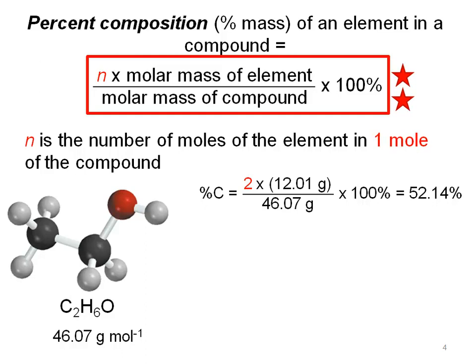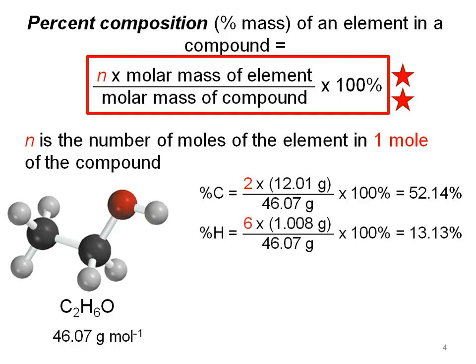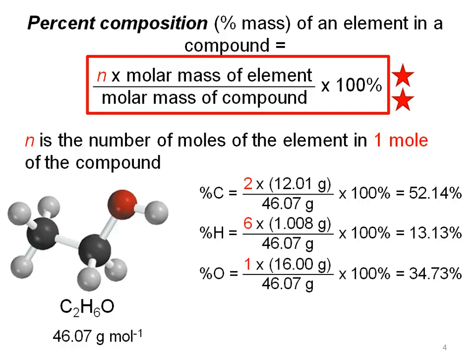Then you multiply by the molar mass of carbon divided by the total molar mass of the compound. To do hydrogen, same setup, except it's 6, and the molar mass of hydrogen is 1.008. So there's the 6. That comes from the periodic table. Oxygen, going to be 1, 16 comes from the periodic table. Looks very similar in the setup. So that's percent composition. Okay, one of my favorite things to do if I have a really easy problem.